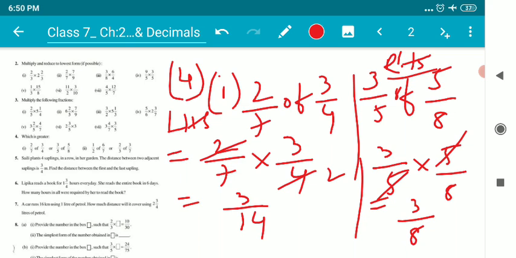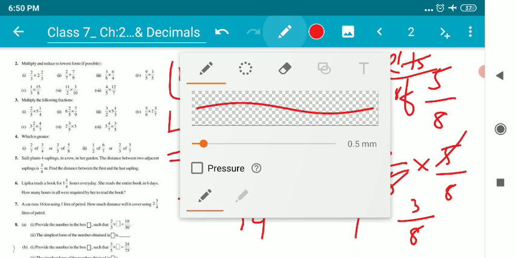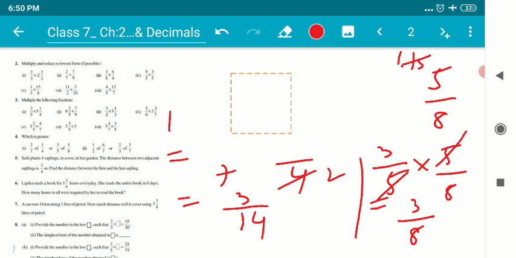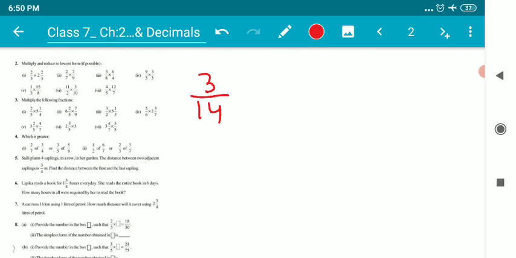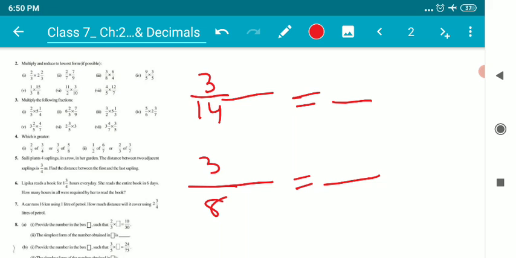Children, now the question is, which one is greater, 3 by 14 or 3 by 8? Let us compare 3 by 14 and 3 by 8. So very simple. Children, we have to recall, it was in class 6, making them equivalent fractions. How to make equivalent fractions? Just find the LCM of 14 and 8.